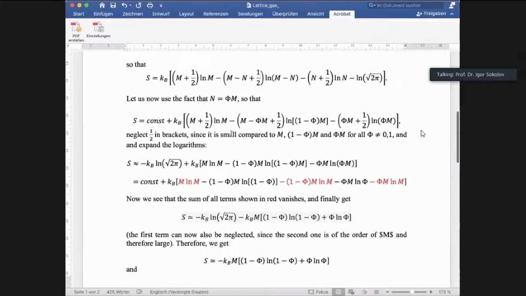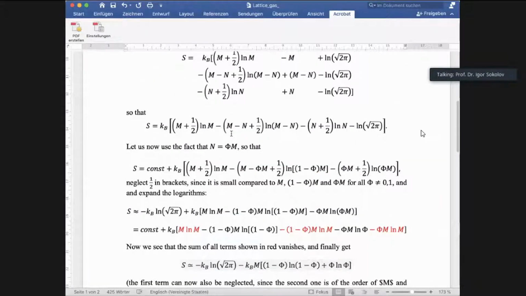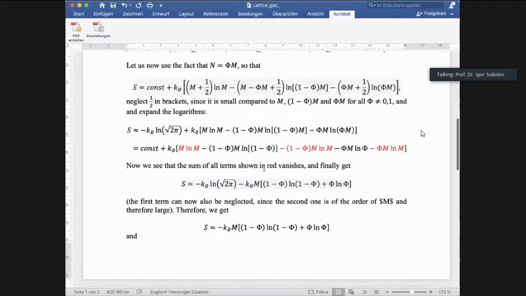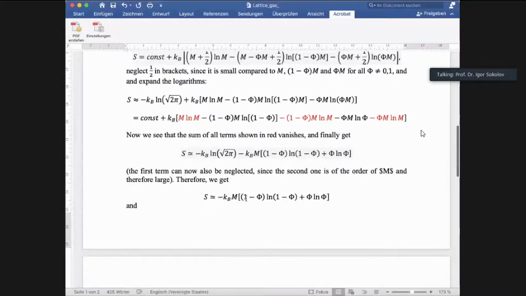So I made two approximations. I will not make them next week. We will need to use the full Stirling formula, but essentially in a very similar approximation. But here, I first neglect the 1/2 because m is large, and then I neglect this logarithm. So this is what I obtain as my approximation for the entropy.